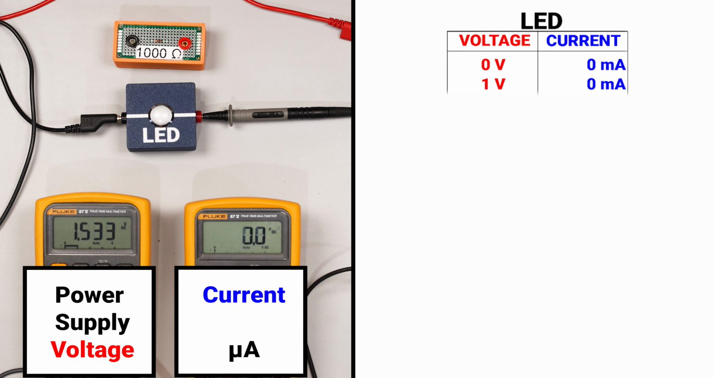We move our way up to 1.5 volts and still no current that we can read on our meter is passing through the LED. At 2 volts we still aren't showing any current passing through the LED, at least the meter's not reading it.